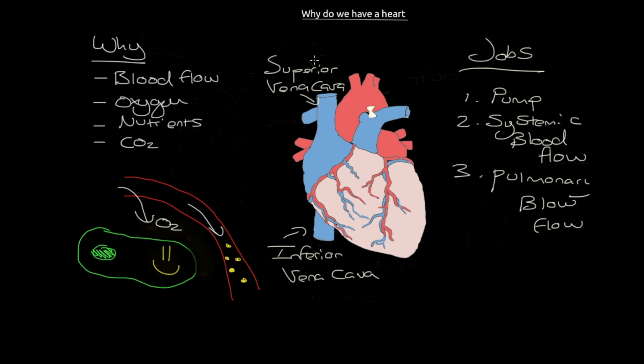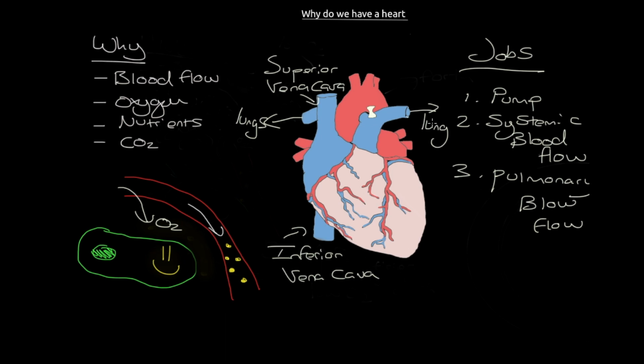Now, the superior vena cava will collect deoxygenated blood from, say, the head and the arms and the upper torso, and the inferior will collect blood from the legs and the feet and the tummy area and places like that, and they will meet in the heart. They'll be then pumped through the heart, and they will come out here and here to go to the left and the right lung.